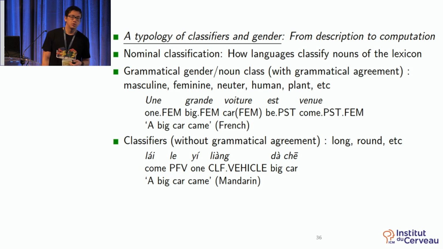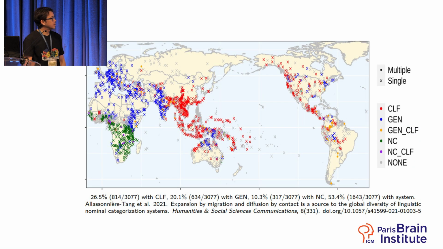To give you an idea of diversity, you can have classifiers for round objects, long objects, things that have a handle. It can be for a lot of the functions as well, etc. So you have these main types of systems. If you want to have an idea of how they are found worldwide, in blue, you have languages that use categories that involve a masculine, feminine distinction.